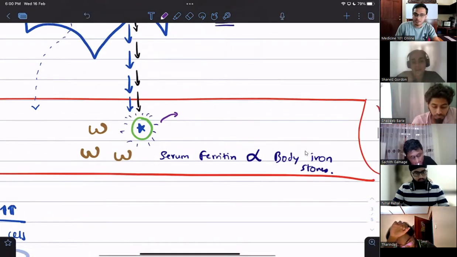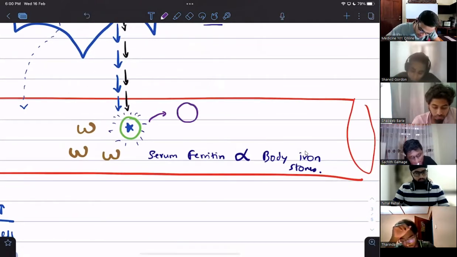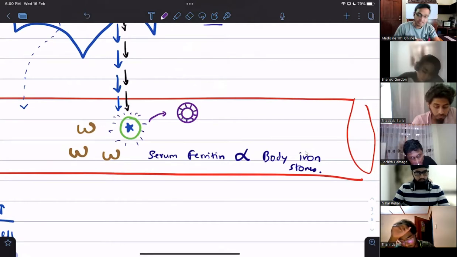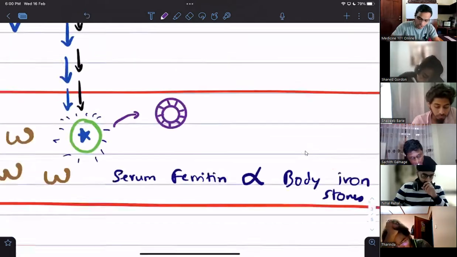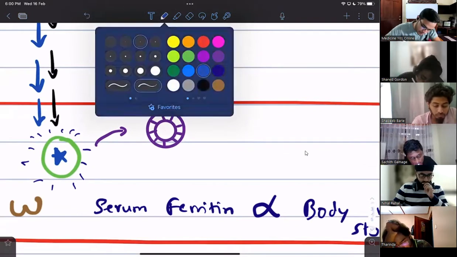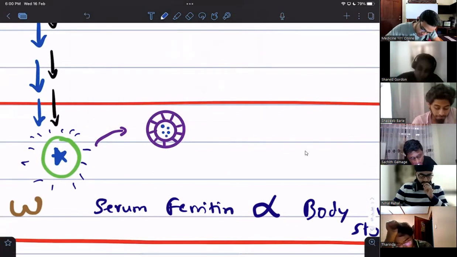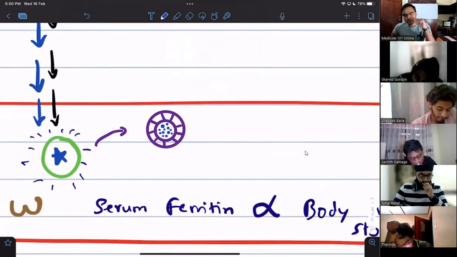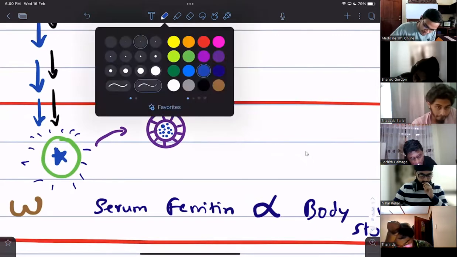Y'all can put a side note here. Ferritin looks something like this. Actually, the structure looks something like this, although I drew this green circle with a blue star in the middle. This ferritin is made of multiple protein components. And what did we say? They can have up to 4,500 to 5,000 ferric ions here.